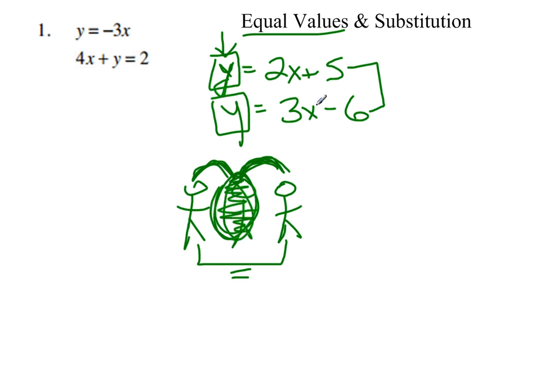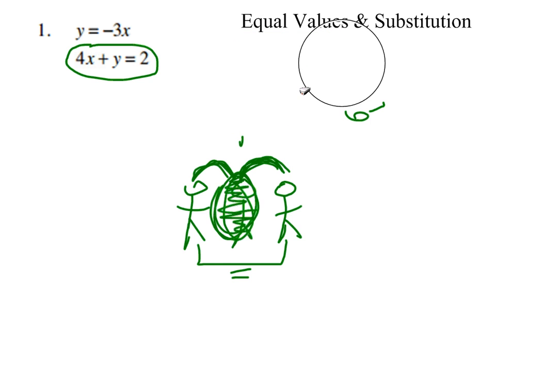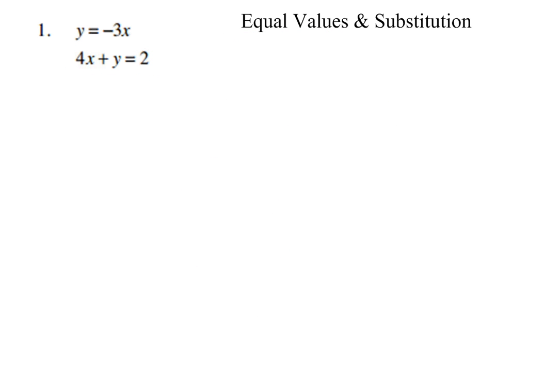Now the problem is if it's not in the form y equals and y equals, like this one isn't right here, we have to do a little extra work to start. So we need to put it in the form y equals something, or x equals something for that matter, but we'll do the y because this one's equal to y. So let's just solve this one for y. Put the 4x on the other side as the first step. So it reads y equals 2 minus 4x, or negative 4x plus 2.